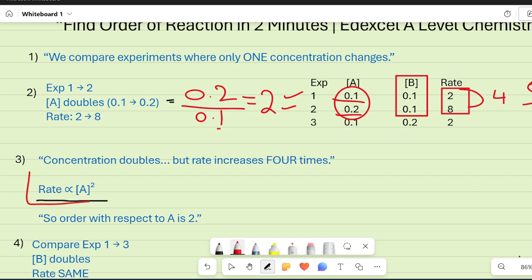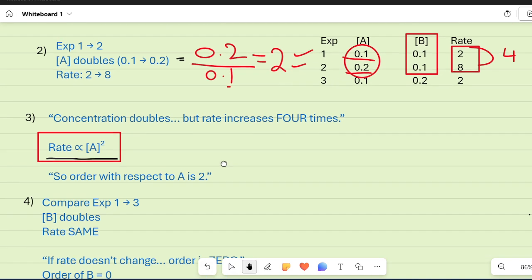It means that the rate is proportional to the square of A, A². Okay, so the order with respect to A is 2.